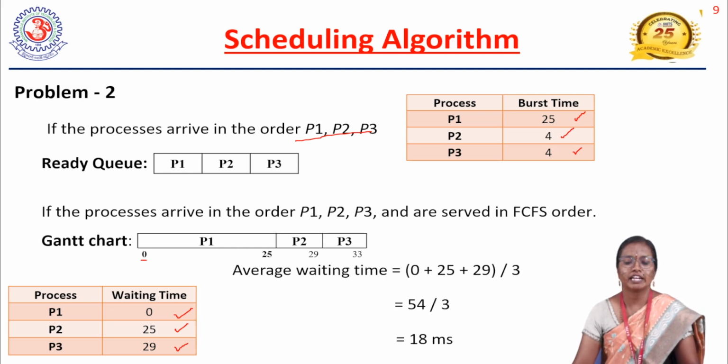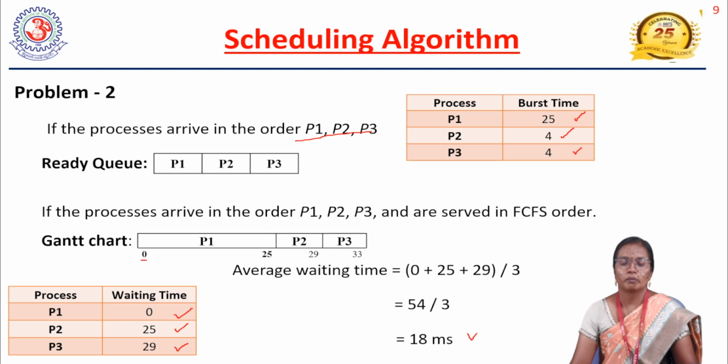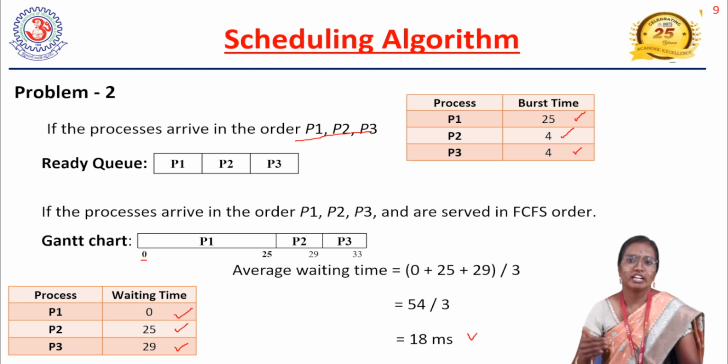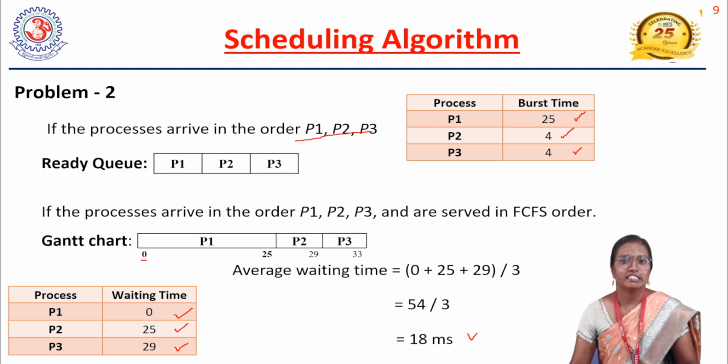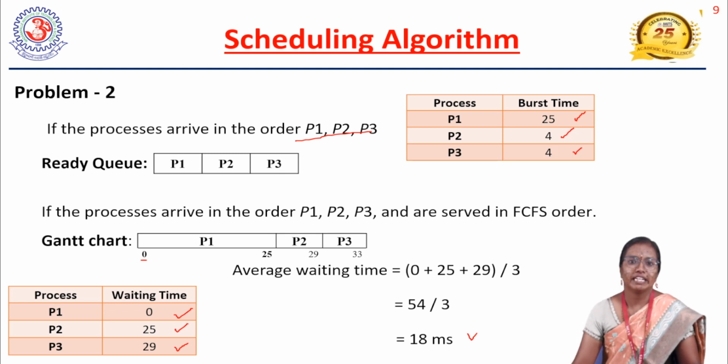Next, we have to find the average waiting time. Sum of all the waiting times divided by 3, we will get the average. So now you will get an average of 18 milliseconds. Both problem 1 and problem 2 are the same problem, but the order of arrival is changed. That's why the waiting time for the second problem is 18 milliseconds, but for the previous problem, the waiting time is 4 milliseconds.